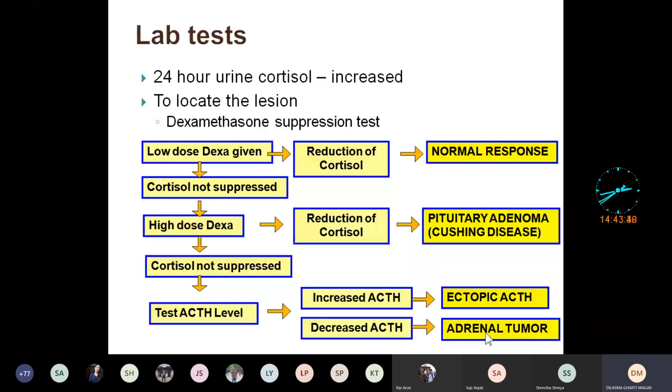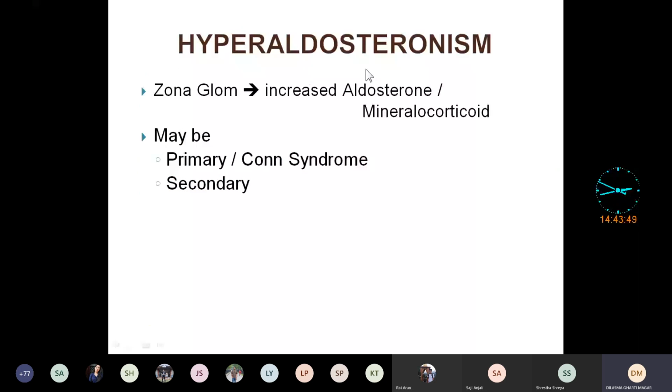Now we'll talk about hyperaldosteronism. Aldosterone, what is it? Is it a glucocorticoid or a mineralocorticoid? It's a mineralocorticoid, isn't it? In hyperaldosteronism there is an increased level of aldosterone, the mineralocorticoid. The zona glomerulosa releases the aldosterone, which I already told you in yesterday's class.